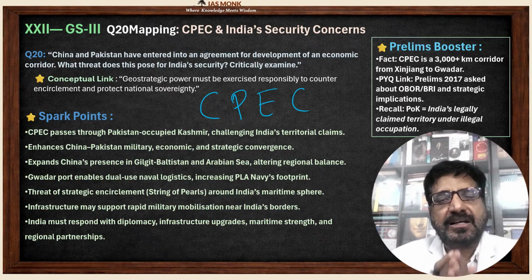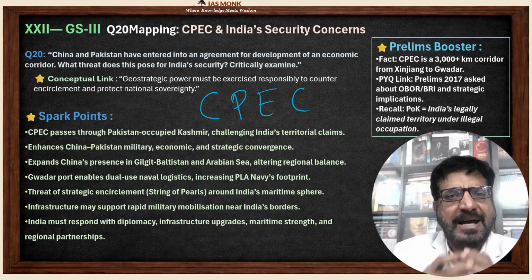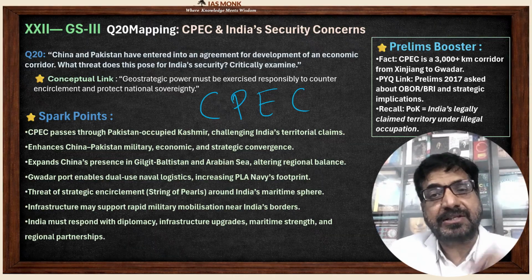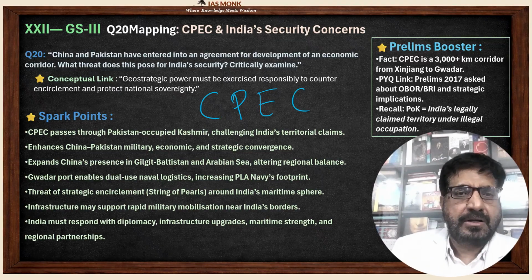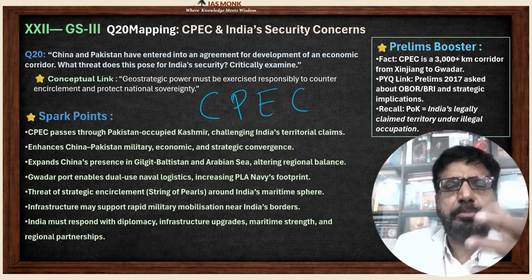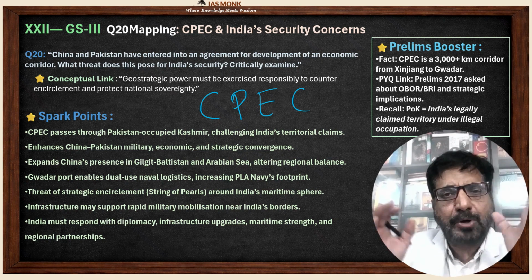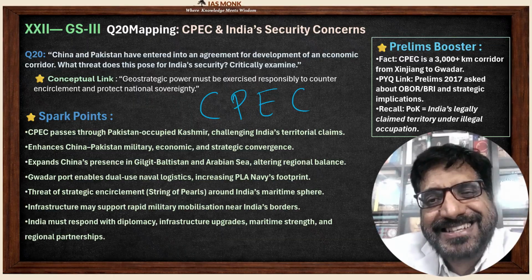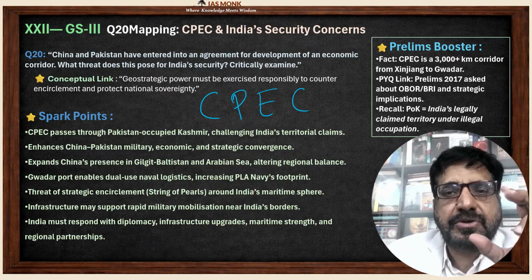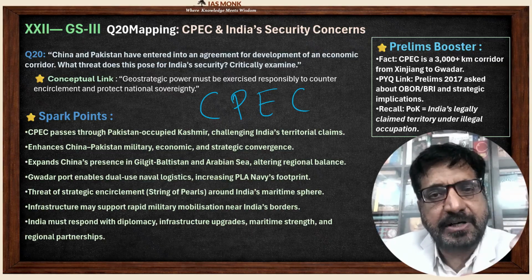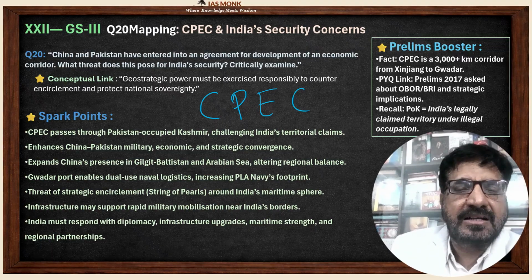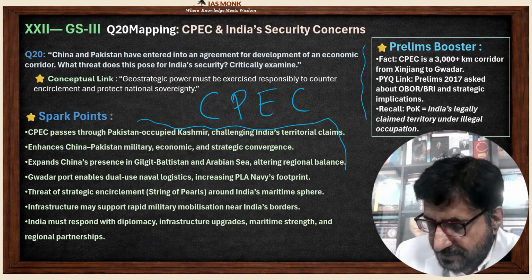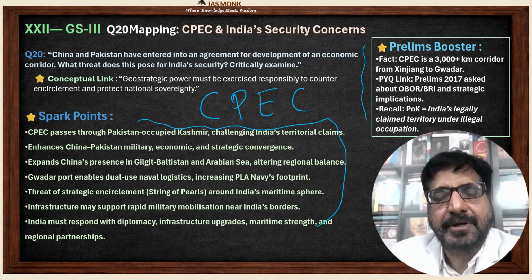Gwadar Port, a key CPEC node, has dual use potential, allowing the PLA Navy to expand its operational reach in the Indian Ocean. Enhanced road and rail networks in Pakistan can facilitate rapid military mobilization, complicating India's defense posture. The corridor also strengthens China's Belt and Road Initiative, increasing geopolitical pressure on India. India's response must combine diplomatic assertion of territorial claims, accelerated border infrastructure, maritime capability enhancement, and strategic partnerships with like-minded countries. So in this question, greater geostrategic power demands greater responsibility to safeguard sovereignty, maintain regional balance, and counter long-term strategic risks. So again, go through the prelims boosters and all these points. They are very important notes for your prelims as well as upcoming mains exams.